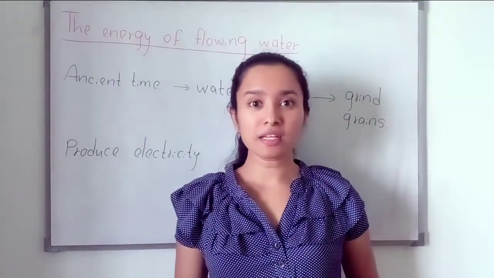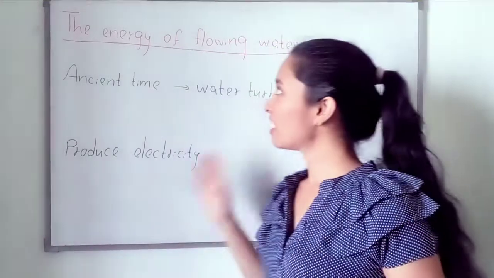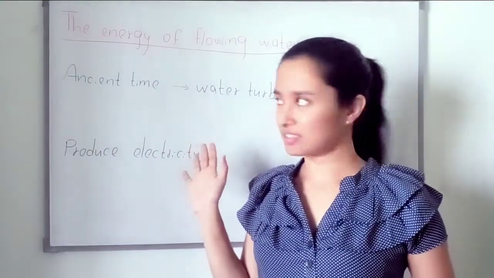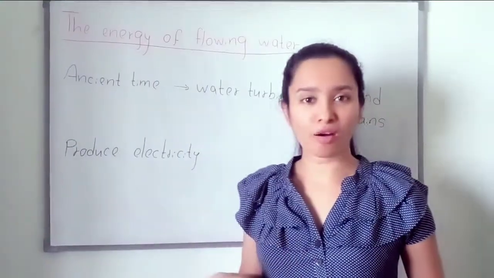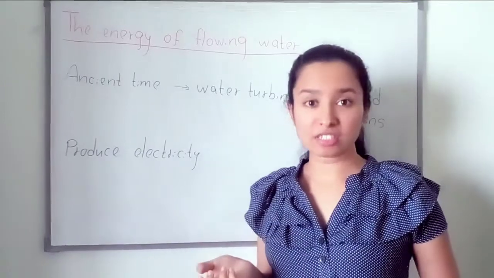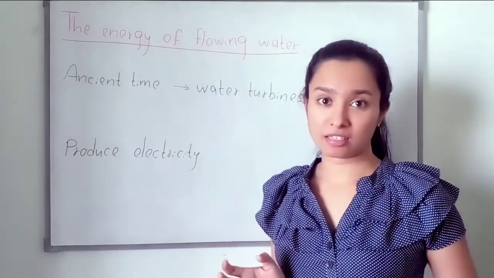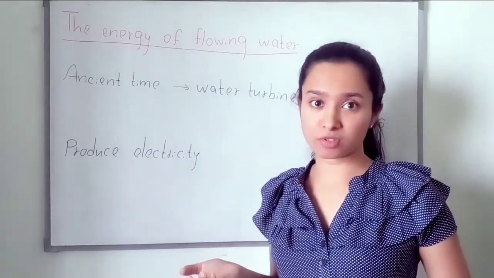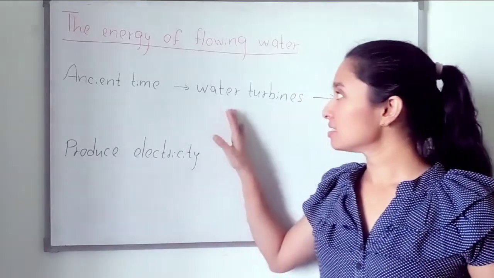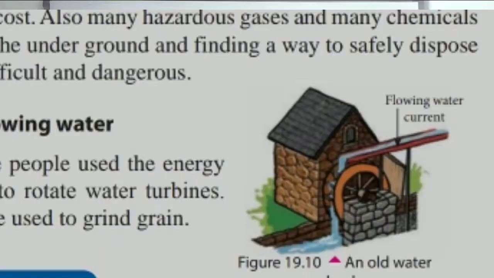Next, the renewable energy source is flowing water. Yes, the energy of flowing water. In ancient times, people used this energy of flowing water to rotate turbines, water turbines. You can see there's a picture on page number 120.